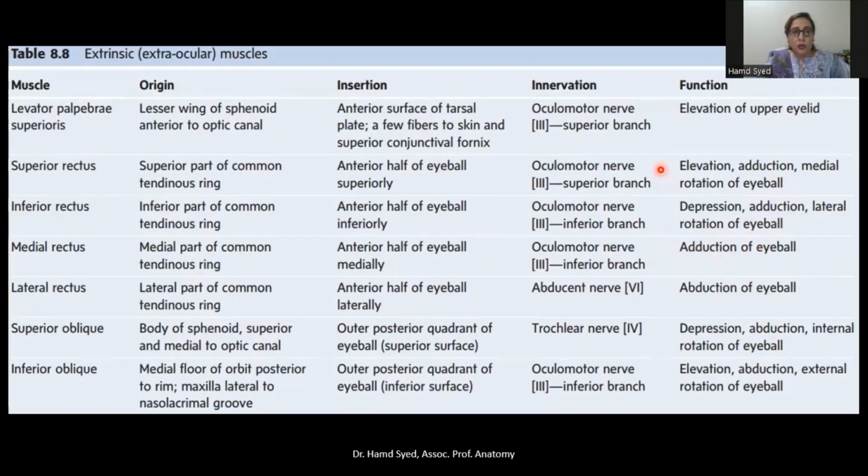Then, as the name shows, superior rectus elevates the eyeball, and inferior rectus depresses the eyeball. In the case of the obliques, it is the reverse. The superior oblique depresses the eyeball, but inferior oblique elevates the eyeball.